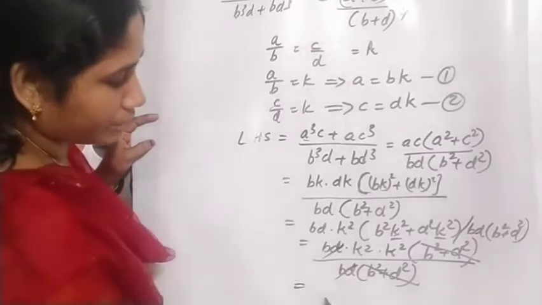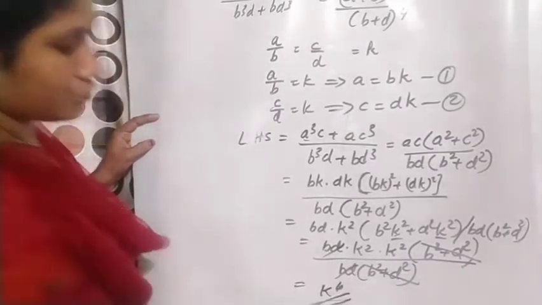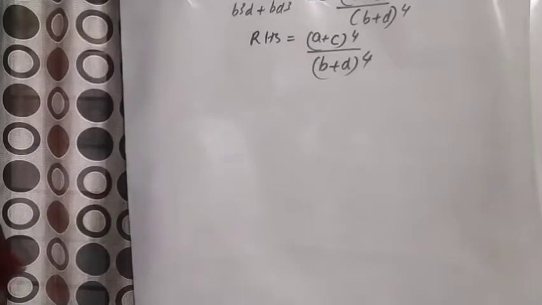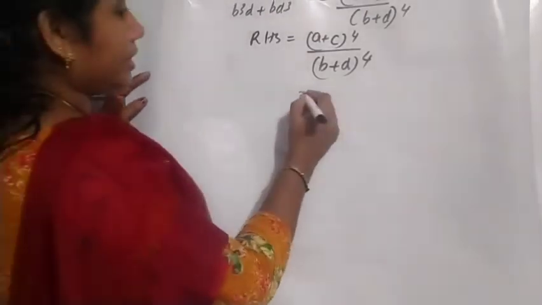What is K square into K square? It is K raised to 4. This is the simplified value of LHS. So the RHS is (A plus C) the whole raised to 4.